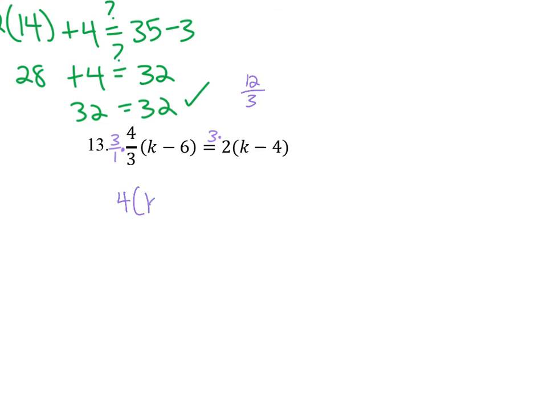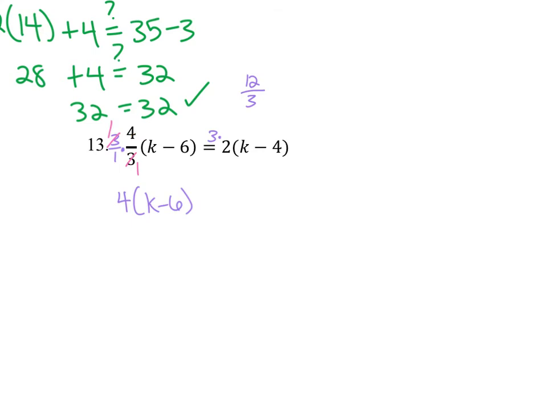So now it's 4 that we're distributing to the k minus 6. Not 4/3, but just 4. And you can also do cross-canceling to multiply. So divide by 3 is 1, divide by 3 is 1. Your denominator is 1, which means the answer is an integer, and 1 times 4 gives us 4.